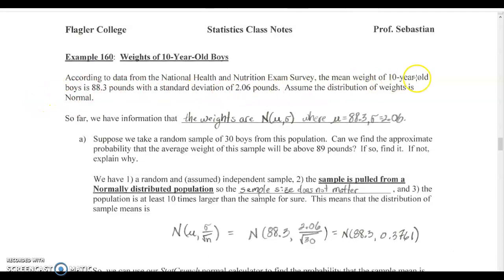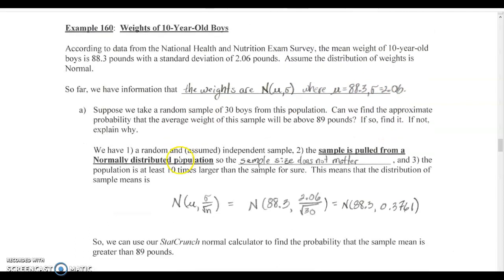So now they're actually telling us that our population is normally distributed, okay, and the mean of that population is 88.3. The standard deviation of that population is 2.06. So the weights are normally distributed with the mean of mu, standard deviation of sigma, where mu is 88.3 and sigma is 2.06. Now suppose we take a random sample of 30 boys from this population.